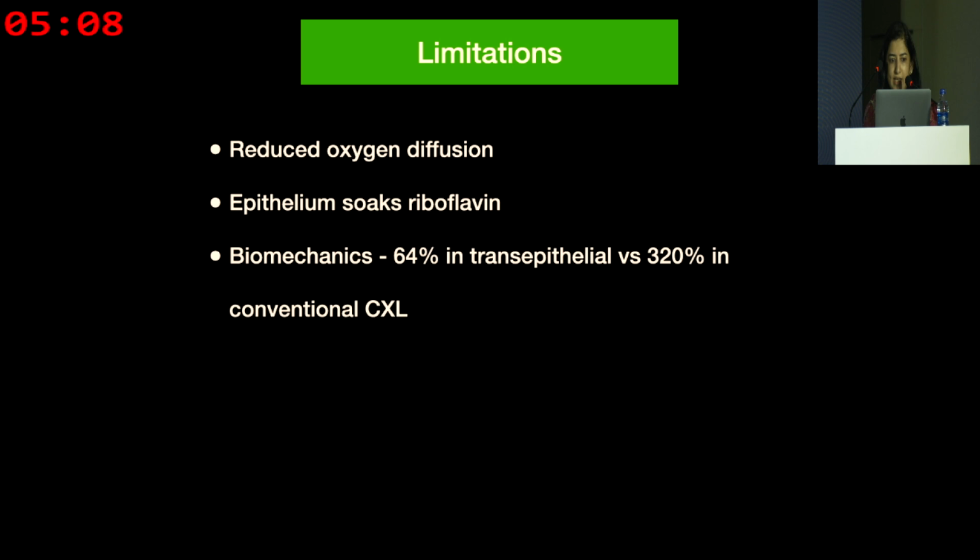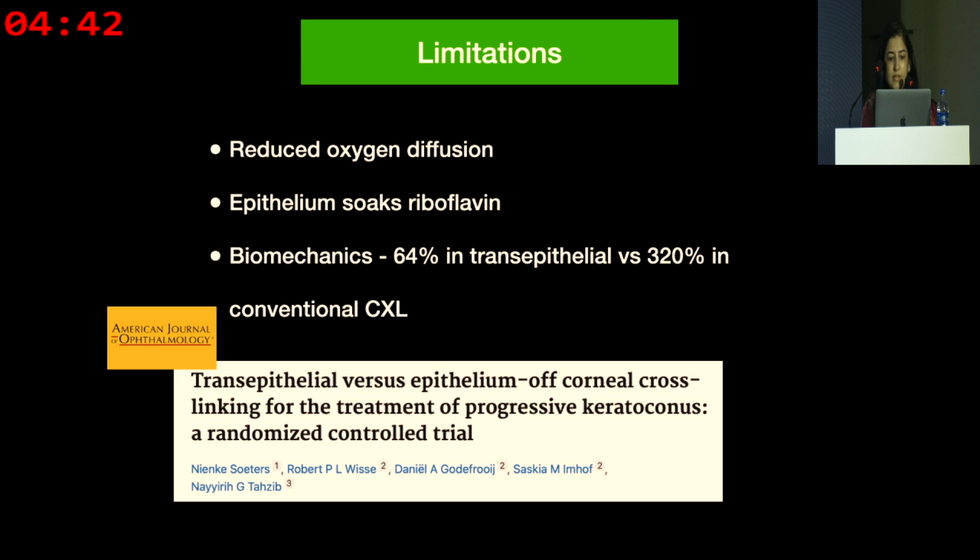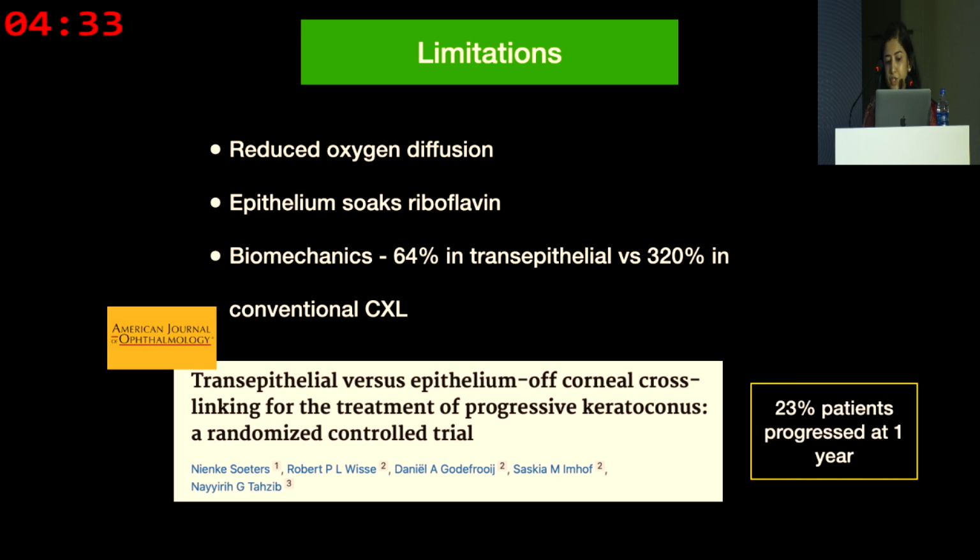But again, this procedure has limitations of reduced oxygen diffusion through intact epithelium. The intact epithelium itself soaks some amount of riboflavin, and studies have shown that biomechanical increase in this particular technique is around 64%, as compared to almost 320% in conventional cross-linking. So it is clearly less as compared to the standard protocol. This particular study was a randomized control trial between the transepithelial and the conventional CXL, and it also showed that around 23% patients were still progressing at the end of 1 year. So the efficacy of this particular technique comes into question in certain cases.